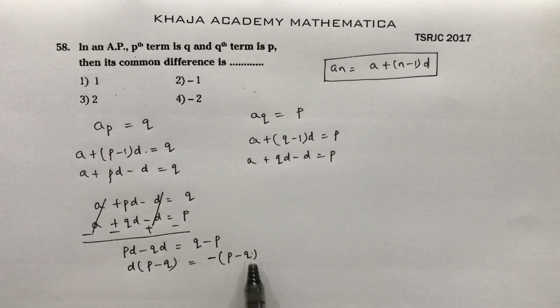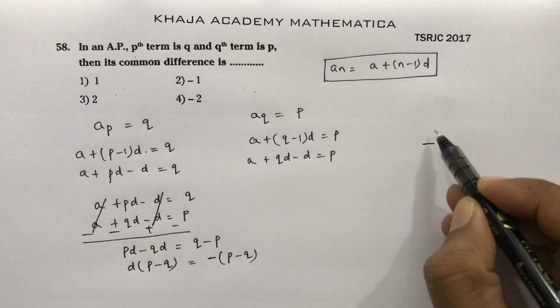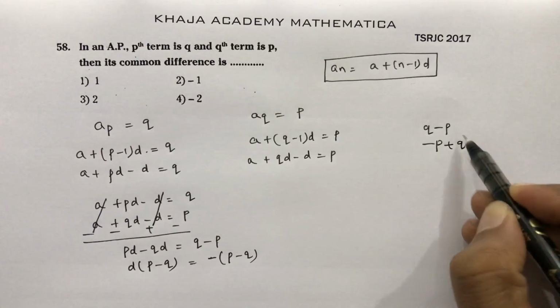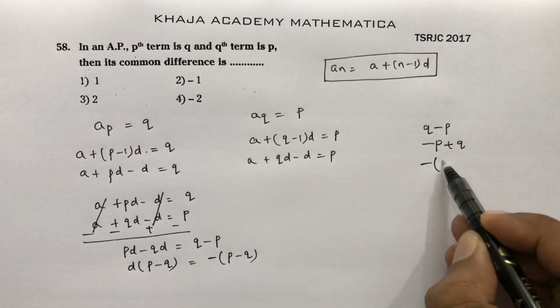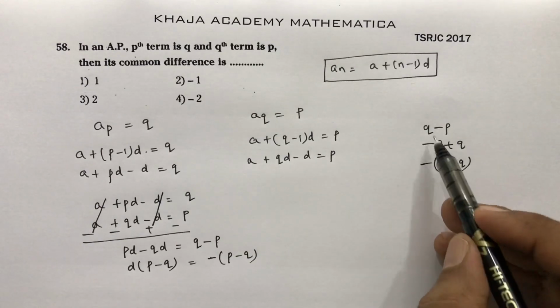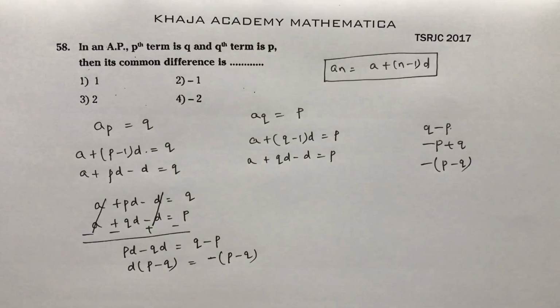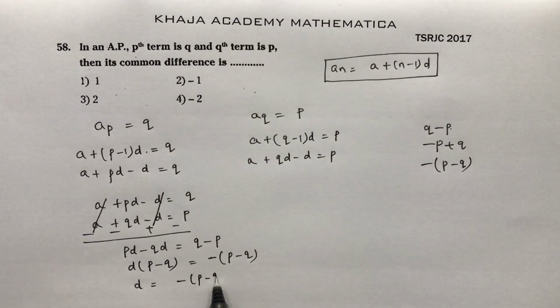See this term, I'll explain. It was actually q minus p. I can write it as minus p plus q, both are the same. Now if I take minus common, p minus q. So a minus b, when you write it as b minus a, you will get a whole minus. D is equal to minus of (p minus q) by (p minus q).